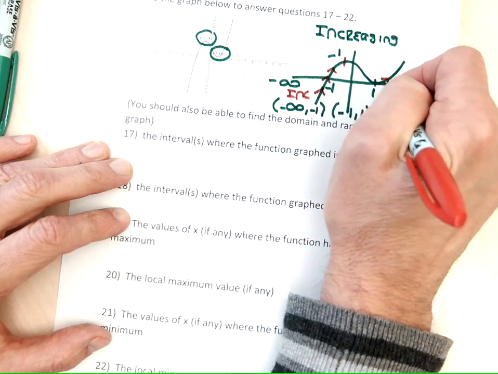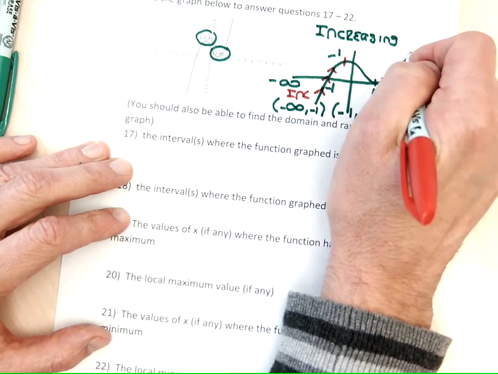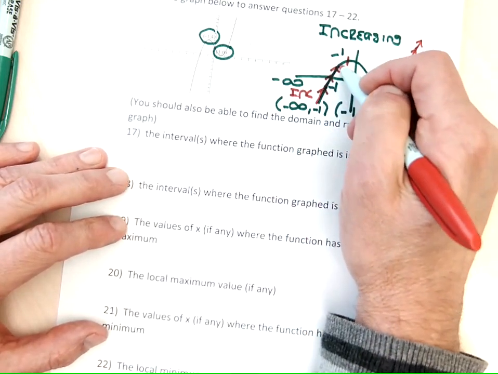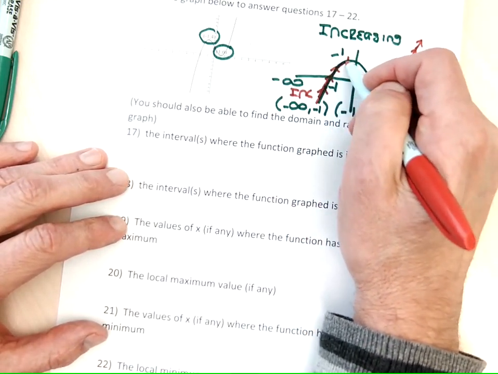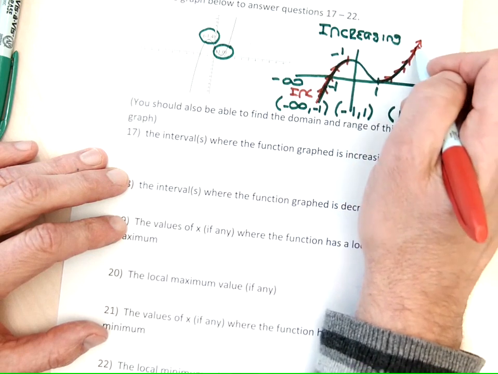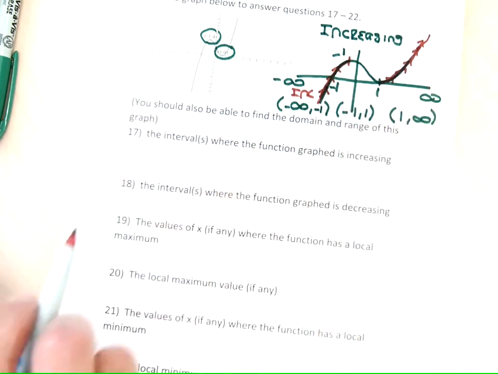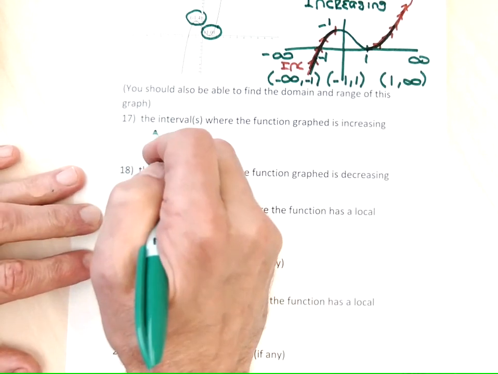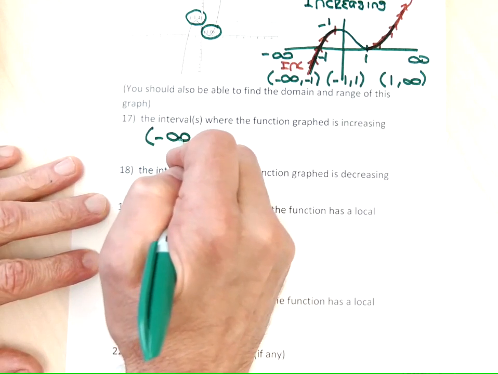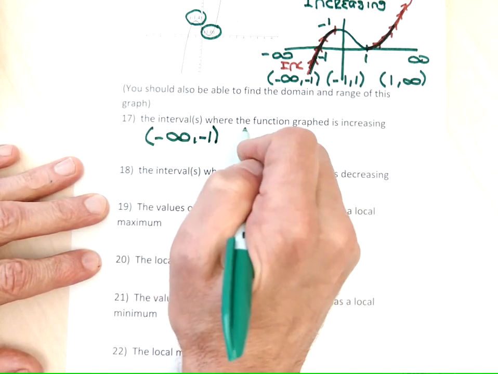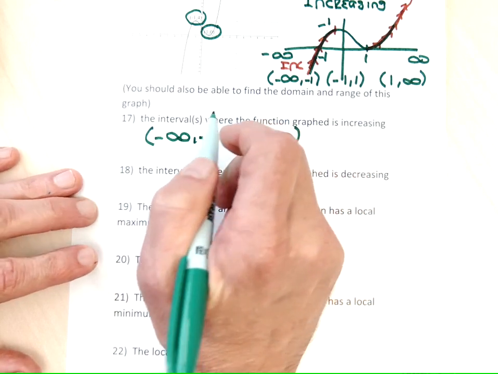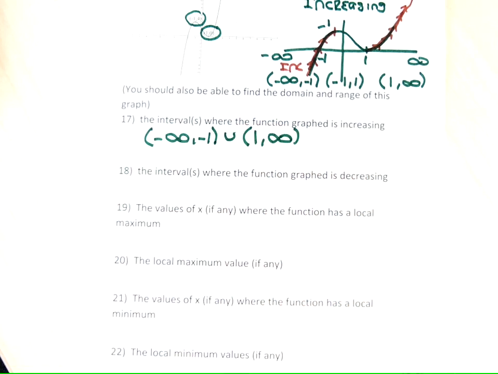And in this interval out here, the interval from 1 to infinity, the graph is going higher as I'm drawing from left to right. So if I'm tracing along this graph, on the first interval and the third interval my pen is getting higher. That would be an example of increasing intervals. So this particular graph is increasing in the interval from negative infinity to negative 1, and then the interval from 1 to infinity.